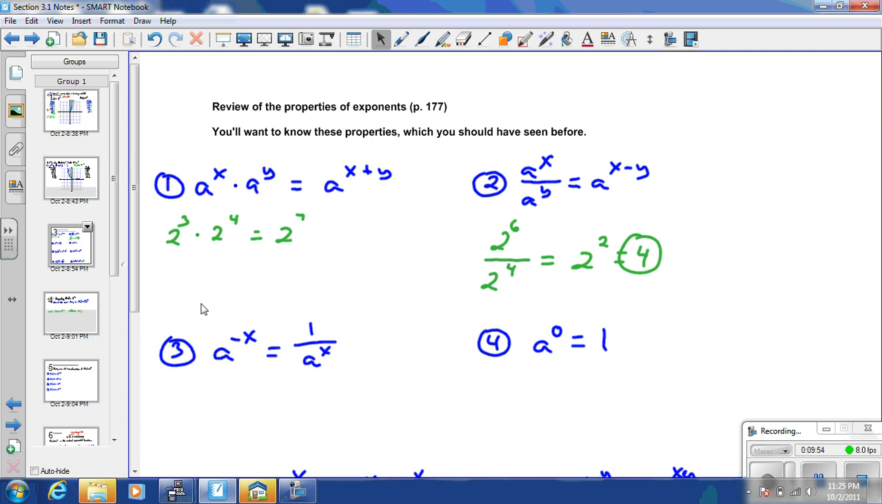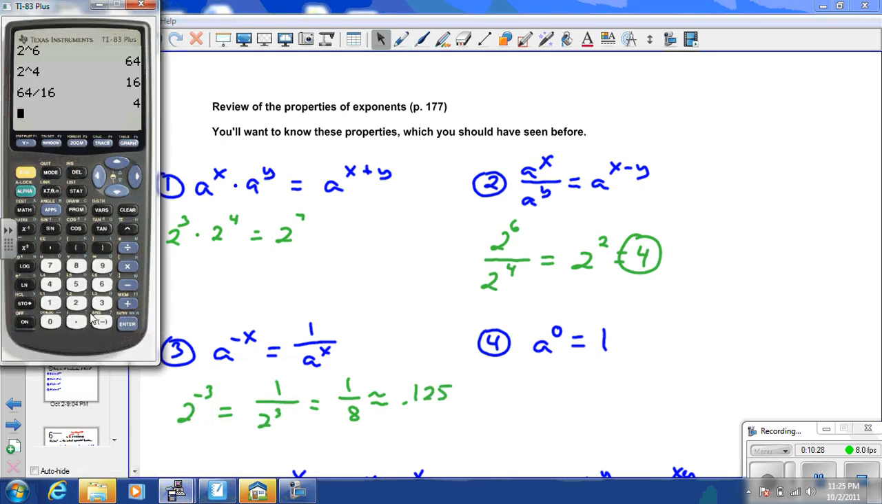a to the negative x, we've already introduced this one. We'll mention it here. 2 to the negative third power, for instance, is 1 over 2 to the positive third, which is 1/8. 2 times 2 times 2 is 8. And 1/8 is approximately 0.125. So we'll demonstrate this in the calculator as well. I'll type in 2 to the power of negative 3. I get 0.125. That's the same thing as 1 divided by 8.